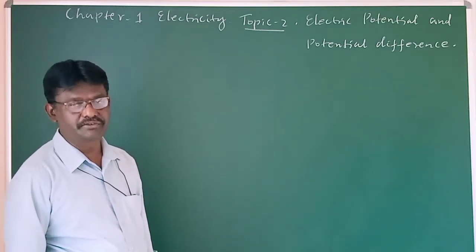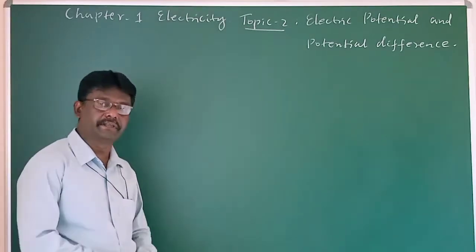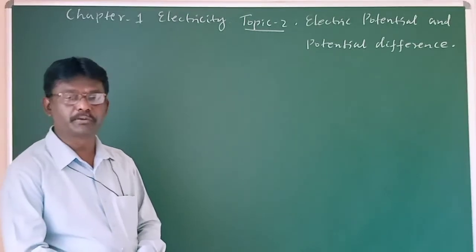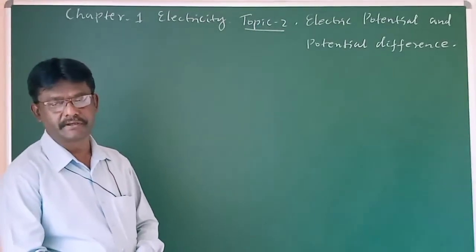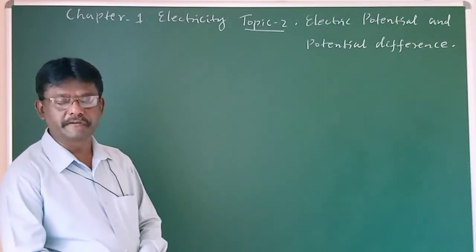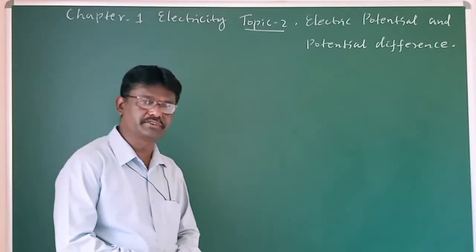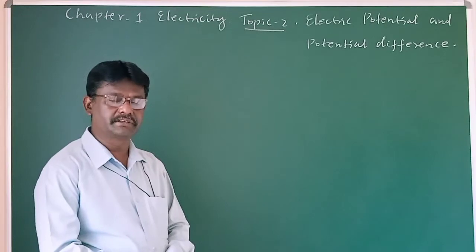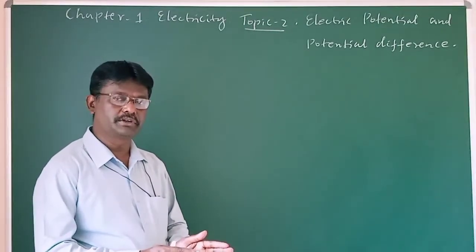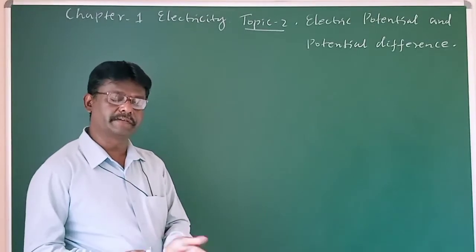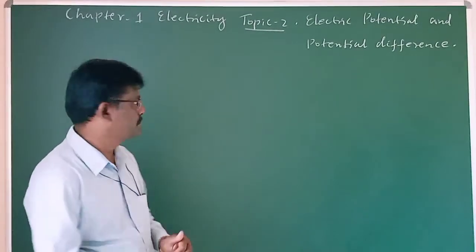What is charge? Charge is a physical entity defined by excess or deficiency of electrons. What is a positive charge? Positive charge is defined by due to what? Loss of electrons, deficiency of electrons.